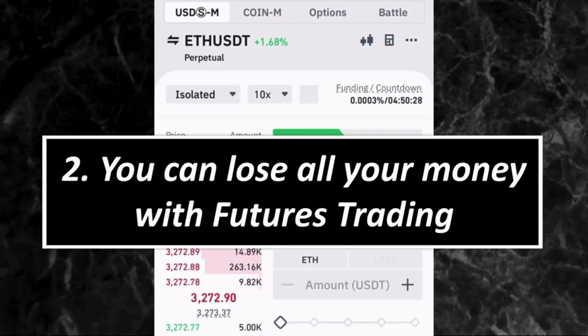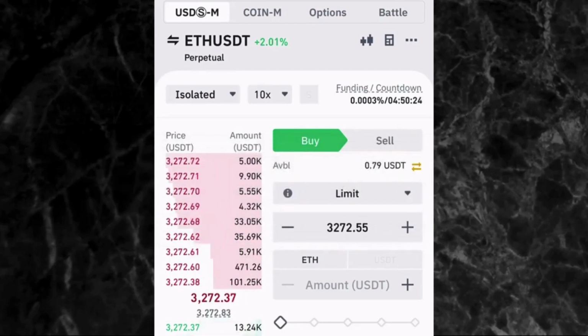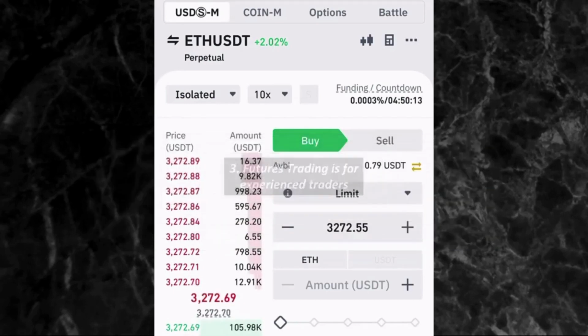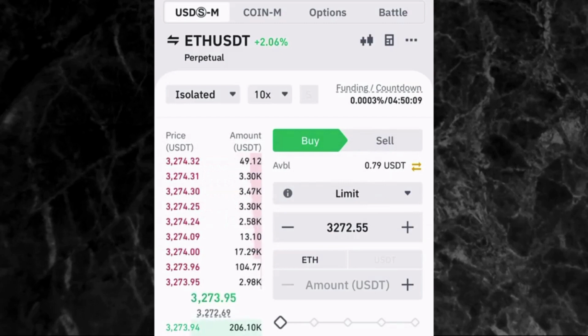And I always tell people that you need to be conversant with spot trading before you can go into futures trading. Number three is futures trading is only for experienced traders. Now, what I mean by this is if you have never done any kind of trading before, any kind, don't go into futures trading yet. So these are the three important things I need you guys to know before we go into this tutorial. Now that you know these three things, let's start.